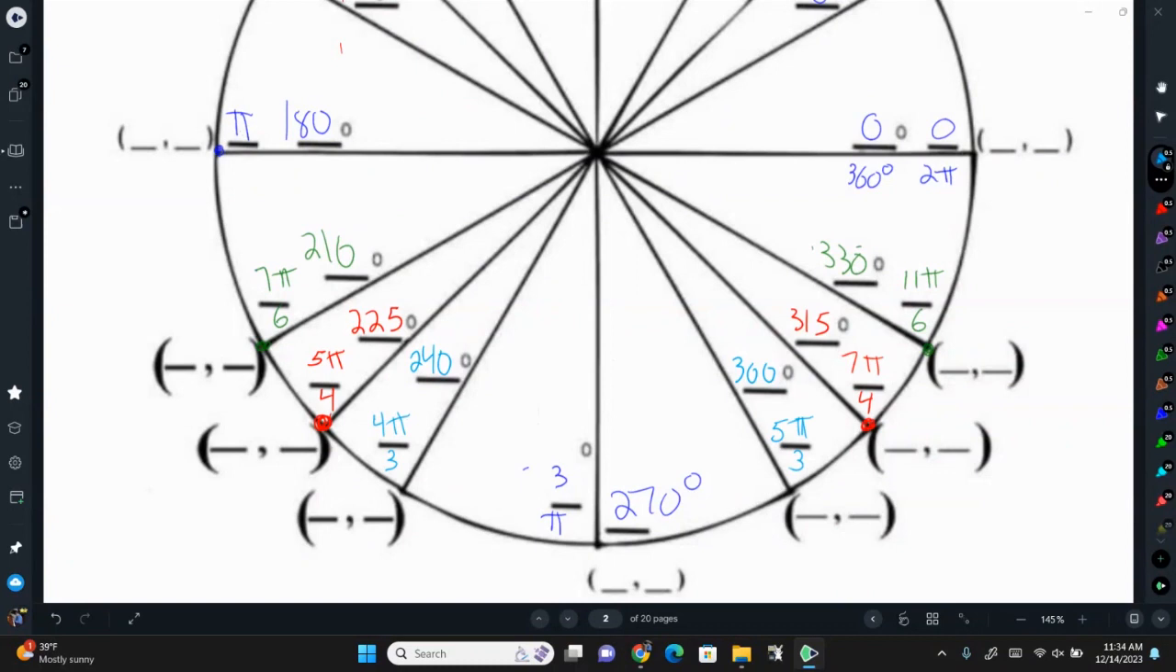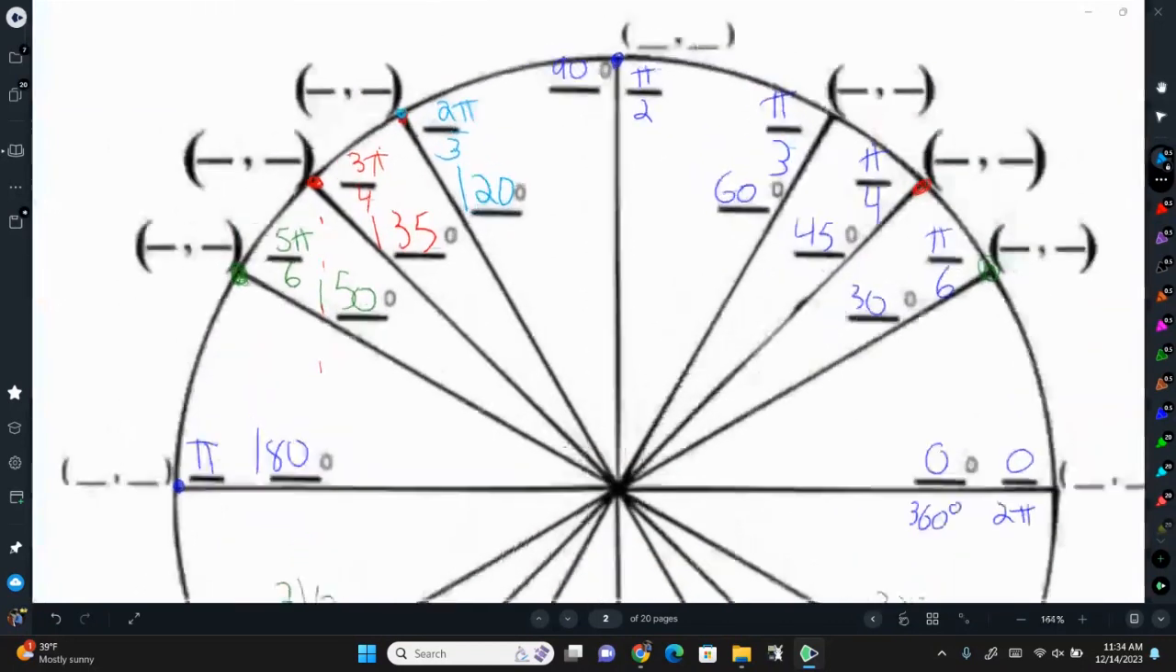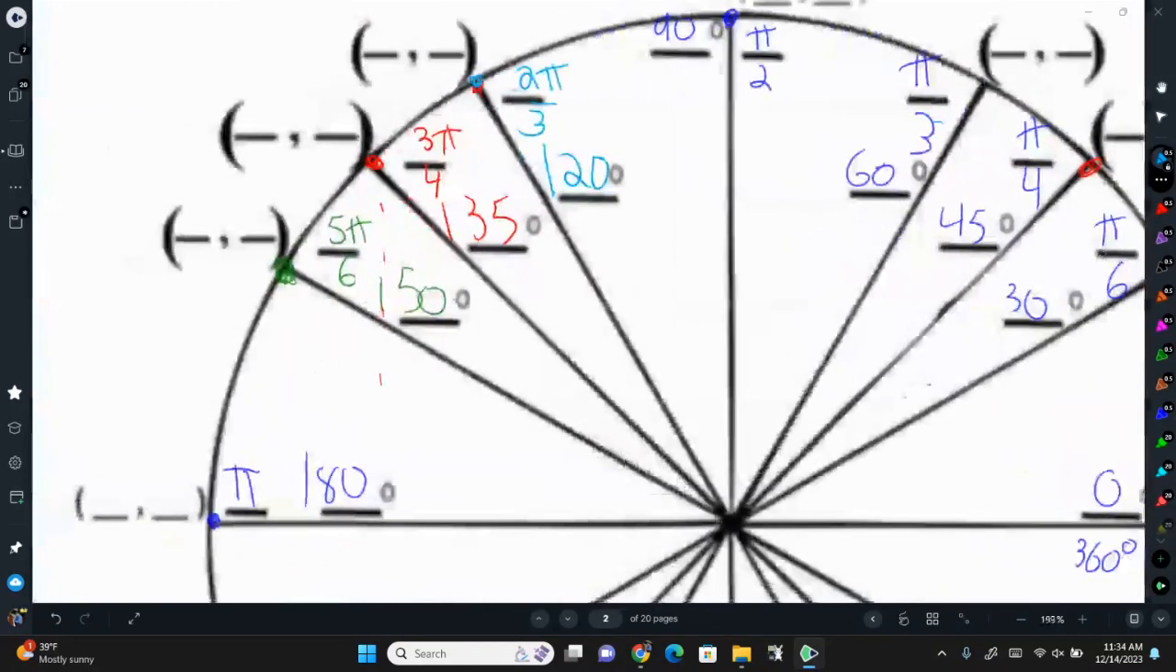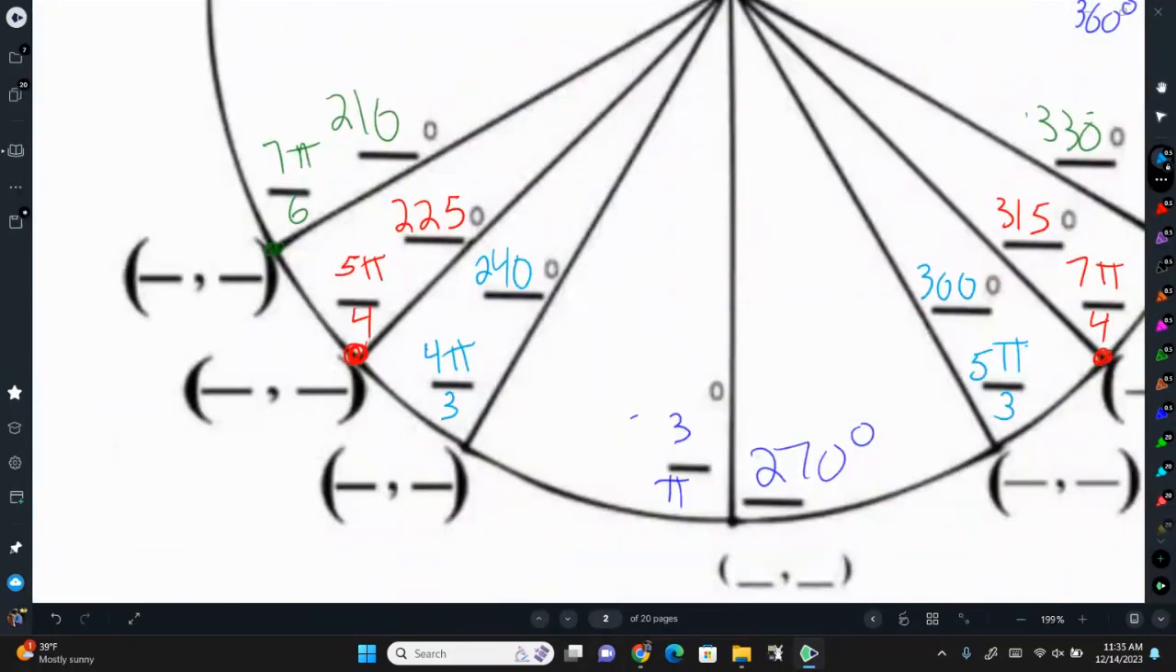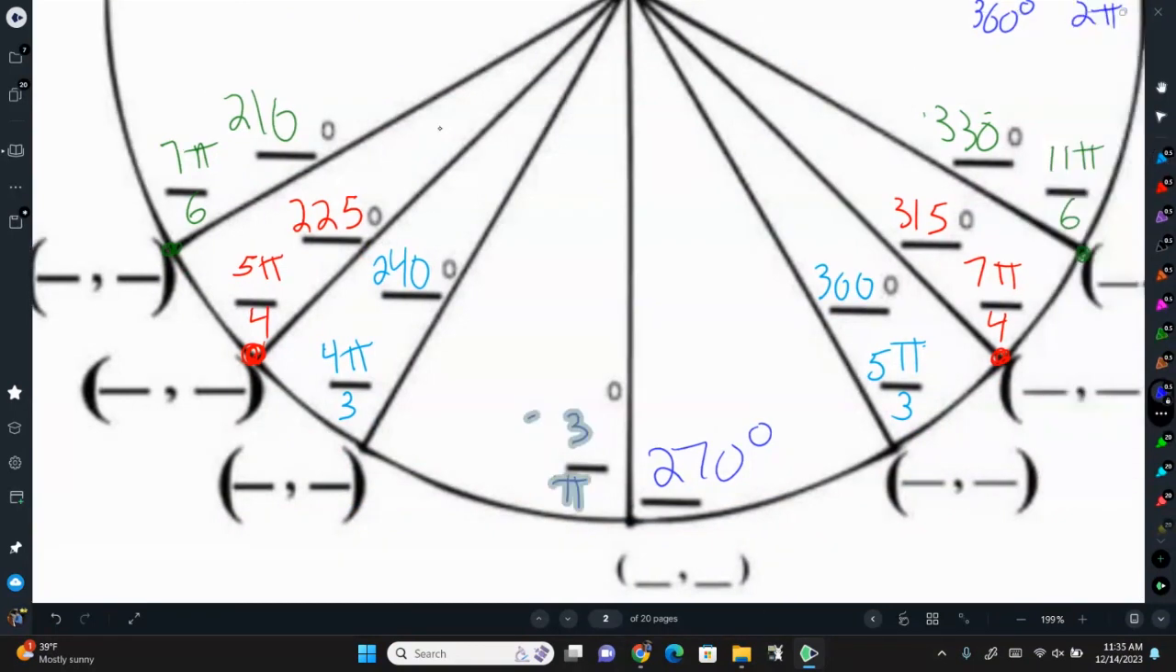So if you look at the numerators and denominators, that helps you to realize where things go. Like over here, all your numerators are 1 less than your denominator. 2 pi over 3, 3 pi over 4, 5 pi over 6. So it's just 1 less than that. Here, all of your numerators are 1 more than the denominator. I don't know what happened here. This should be 3 pi over 2.